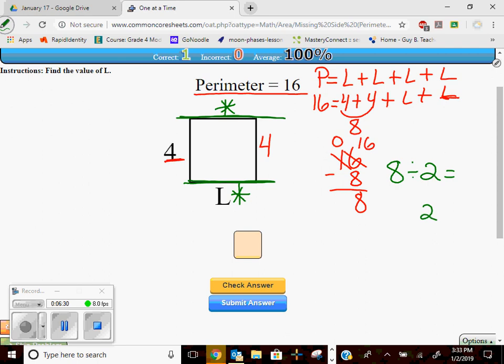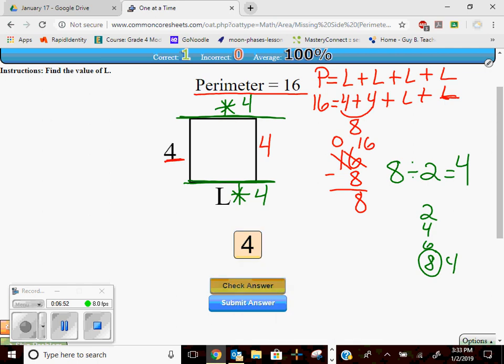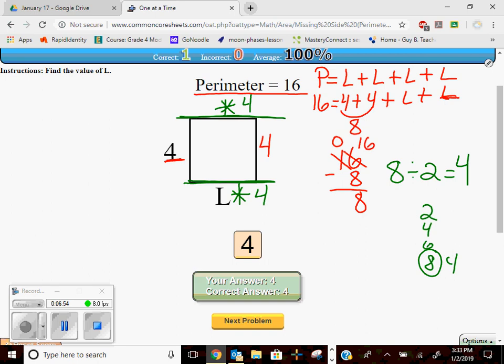And again, if I don't know 8 divided by 2, I need to list the multiples, and it will tell me. 8 divided by 2 is 4. That means that this side is 4 and this side is 4. And what do you know? If all the sides are the same, guess what? It is a square. But let's plug it in and let's check it just like yesterday. Yep, that's it.